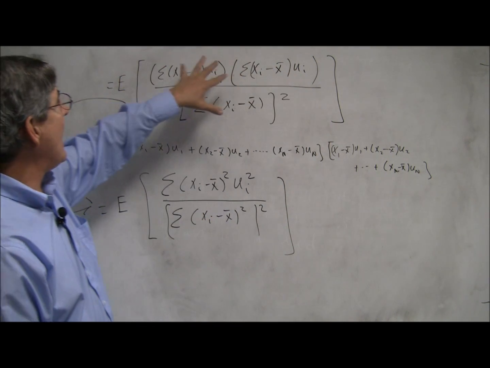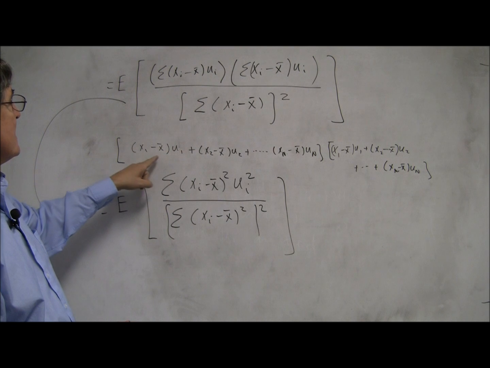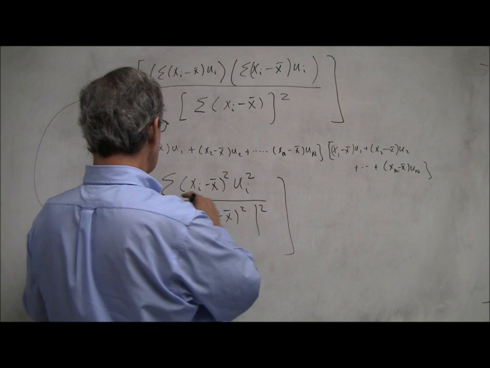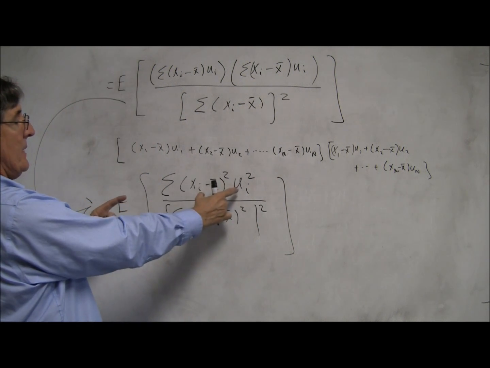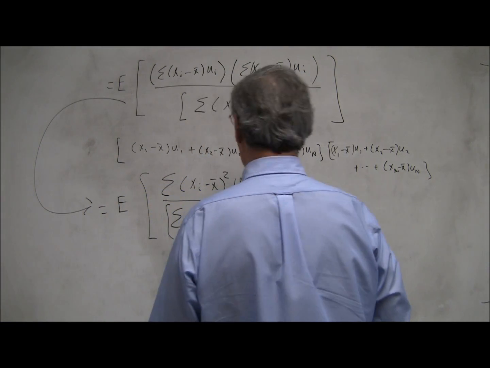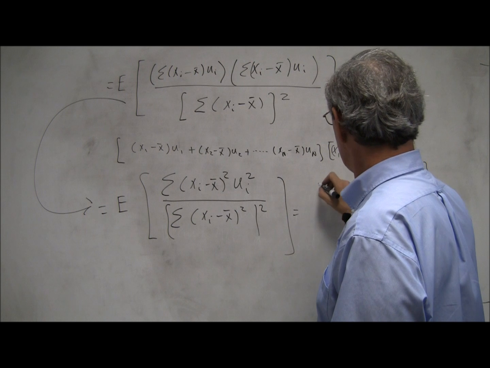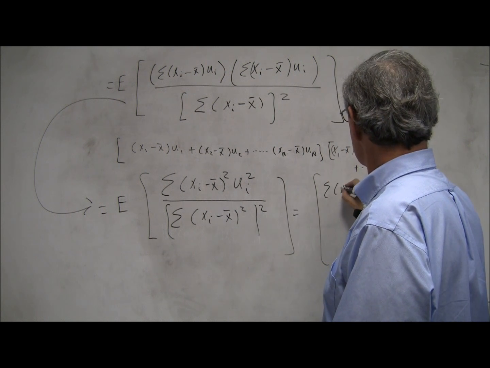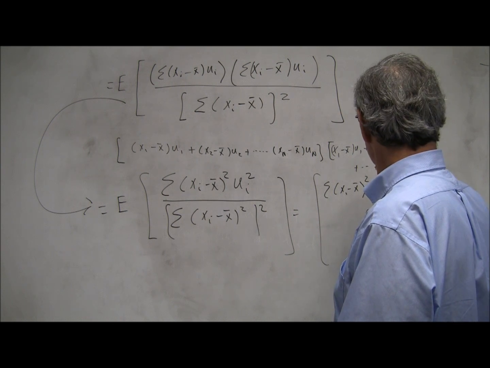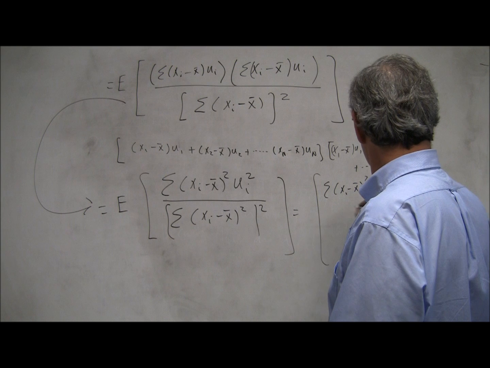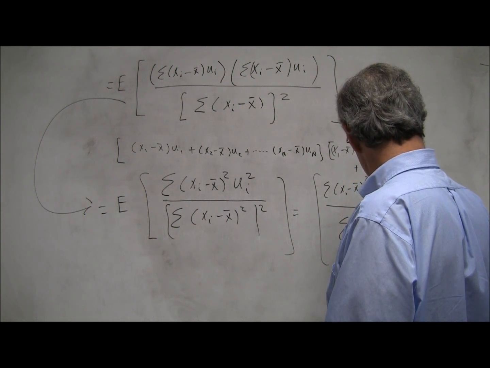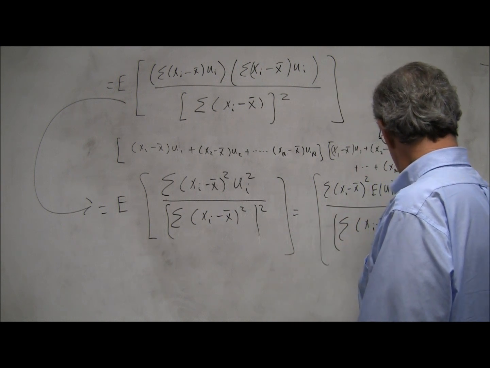So I multiplied this out. I dropped all the terms where the ui's don't match, and you're left with that. Now I could bring the expectation into here, because these are independent. So this is equal to, do I have room for it? Yeah. The sum of the xi minus x bar squared times the expected value of the ui squared divided by the sum of the xi minus x bar squared, squared.